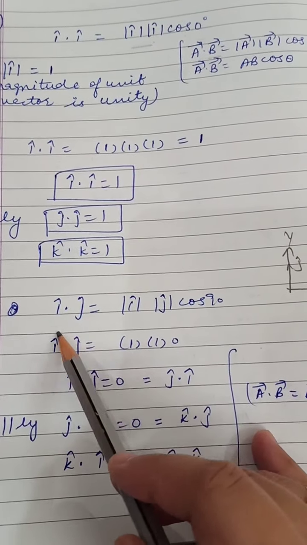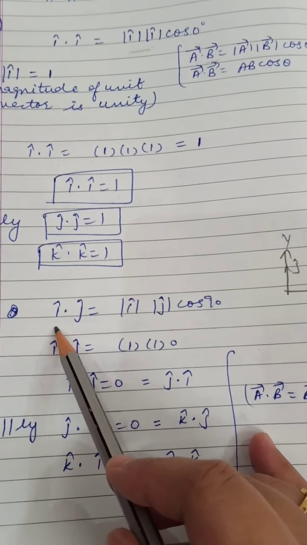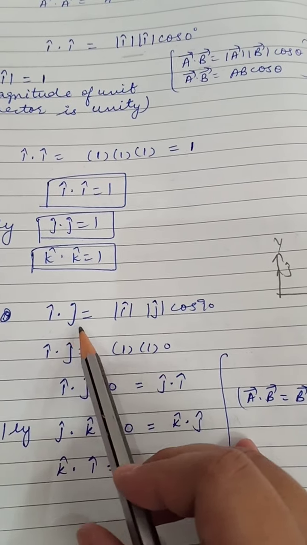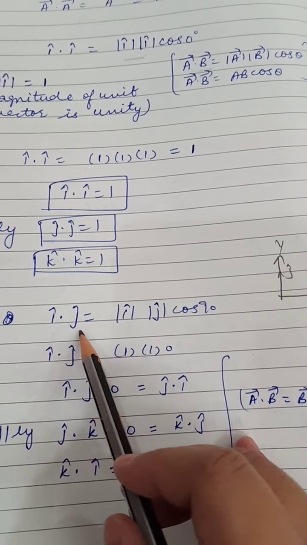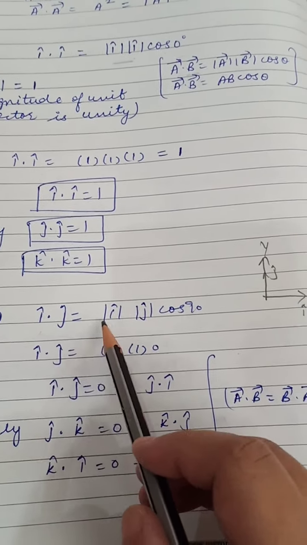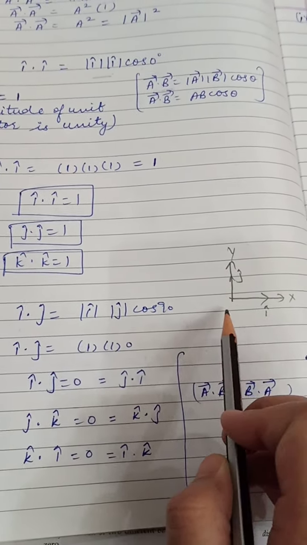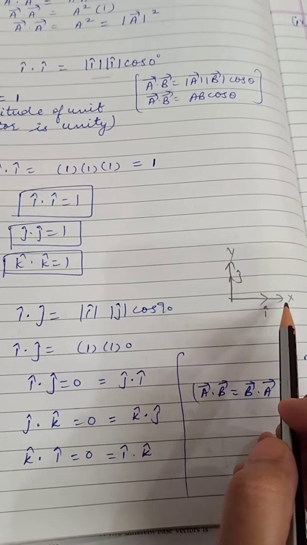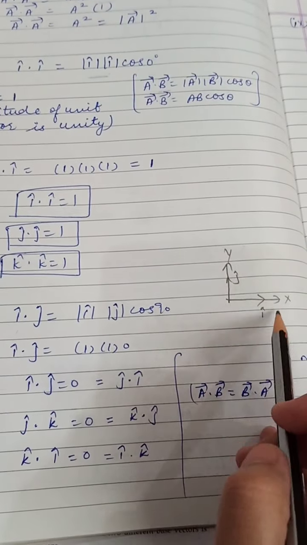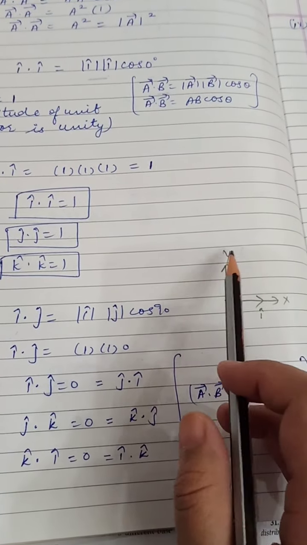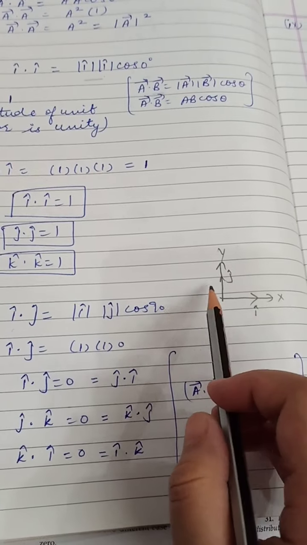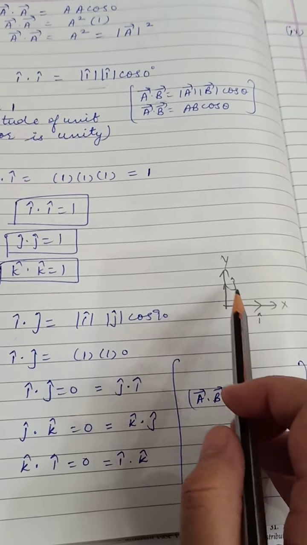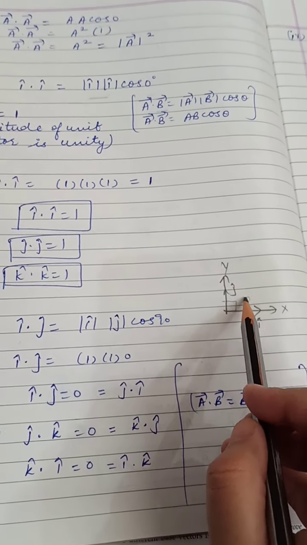If the base vectors are different, the scalar product of two different base vectors is 0. Take i cap dot j cap: these are two different base vectors. We know that i cap is the unit vector along the x-axis and j cap is the unit vector along the y-axis. The x-axis and y-axis are mutually perpendicular, and the angle between x and y is 90 degrees. The same is the angle between the unit vectors i cap and j cap, which is also 90 degrees.